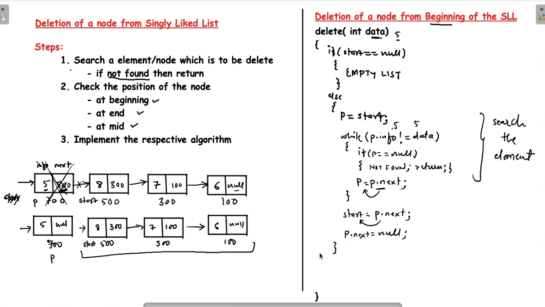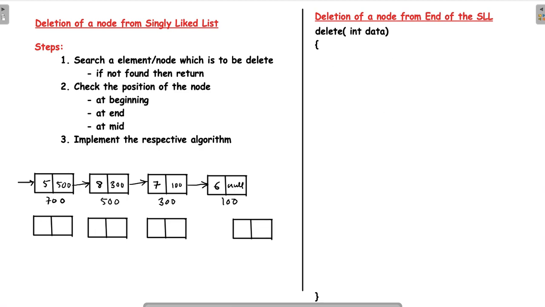Now we will be writing an algorithm for deletion of the node from the end of the list. So we'll be taking the same example for deletion of the node from the end of the list. So let us start. While writing the algorithm, the very first condition you have to check is if your starting point, meaning start, is equal to null. It means that you will not have the list. So you will be writing empty list.